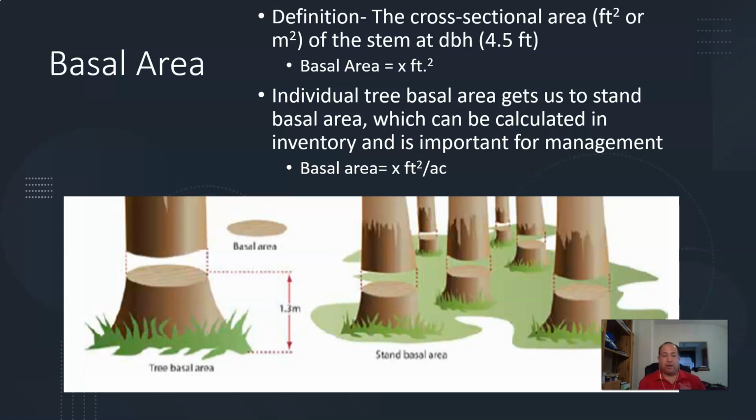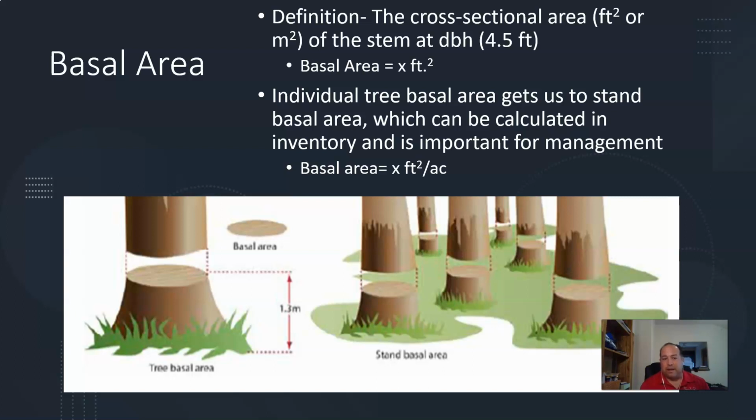And when we make it comparable, now all of a sudden we can say, well, this stand was 100 square feet of basal area. This stand is 50 square feet of basal area. This stand is 220 square feet of basal area. And now we start to have a comparison. Now we start to have a number that we can really start to use and look against each other.